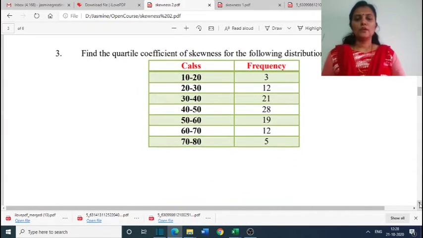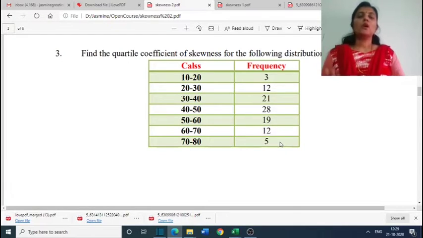Now you have one problem to solve. Find the quartile coefficient of skewness for the following distribution. Class 10 to 20, frequency is 3; 20 to 30, frequency is 12; 30 to 40, frequency is 21; 40 to 50, frequency 28; 50 to 60, frequency 19; 60 to 70, frequency is 12; 70 to 80, frequency is 5.